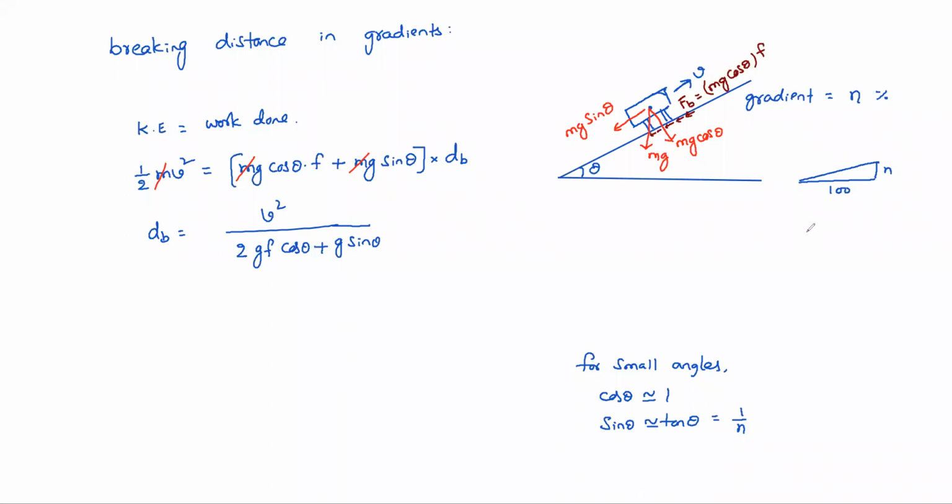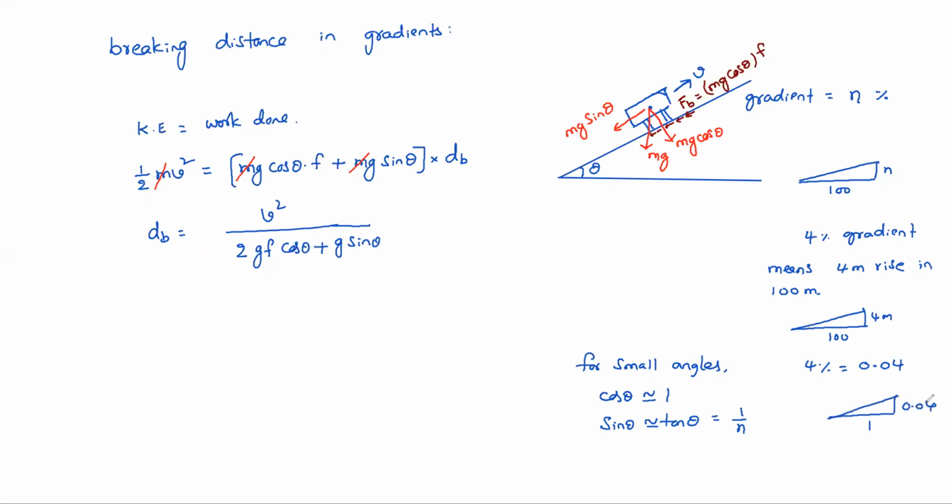Example, suppose 4% gradient means what? 4% gradient means 4 meters rise in 100 meters. That means, like this, this is 100 meters and this is 4 meters. So 4% is nothing but 0.04. That means for every 1 meter, rise will be 0.04. That is the gradient percentage.